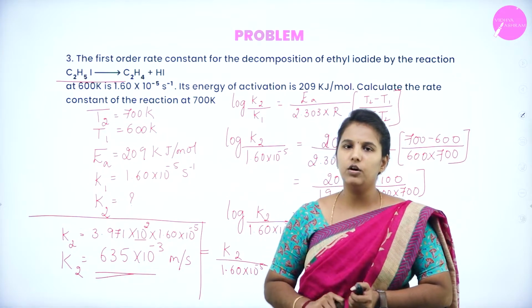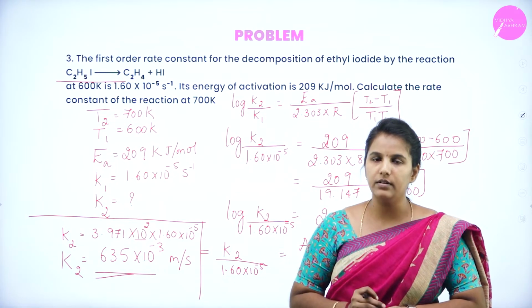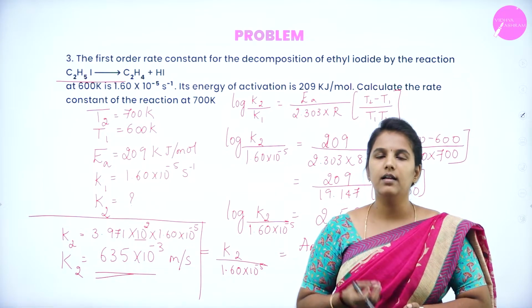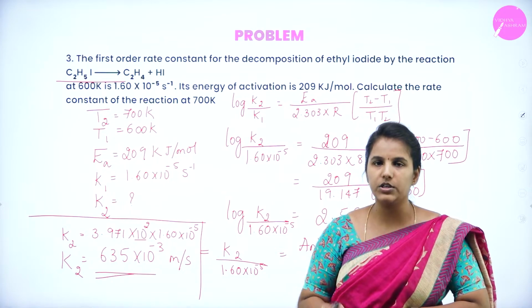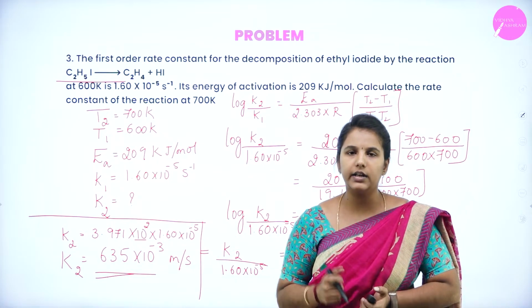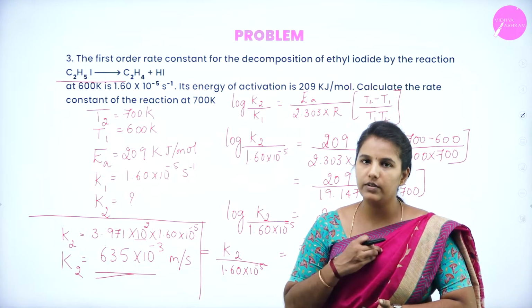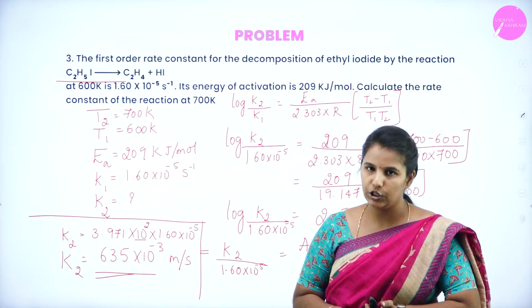This is how you know if they have given the K1 or if they have given the K2, or if they ask you to calculate the EA, that is energy of activation, we can easily calculate it by using the Arrhenius equation. Hope you all understood all the 3 important numericals.